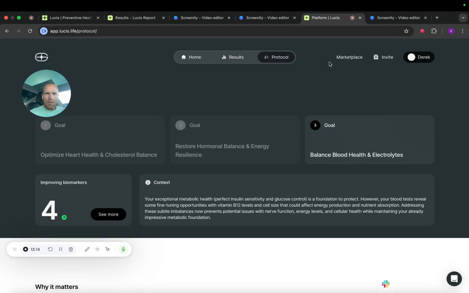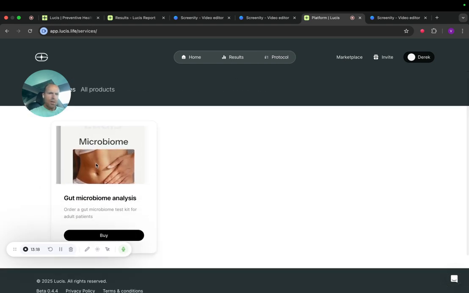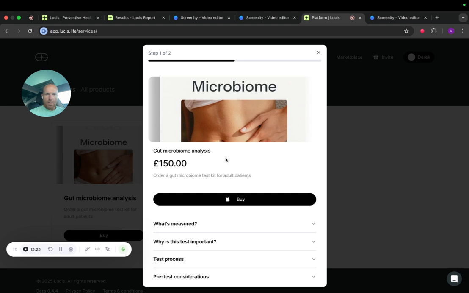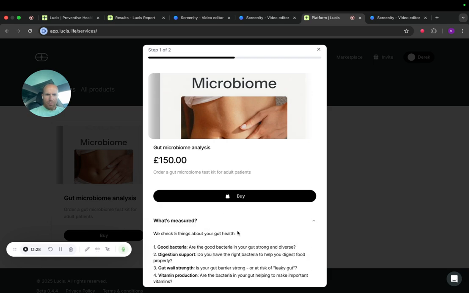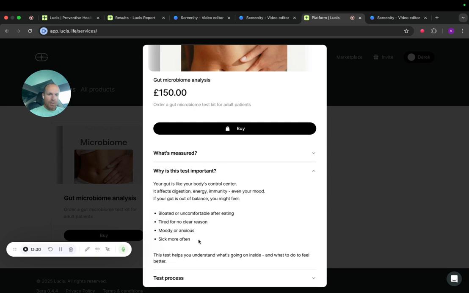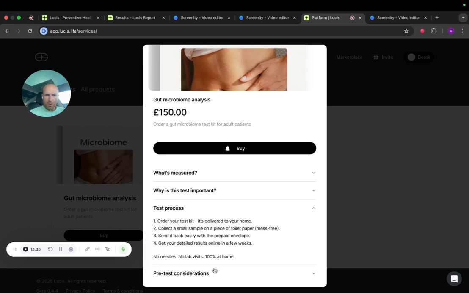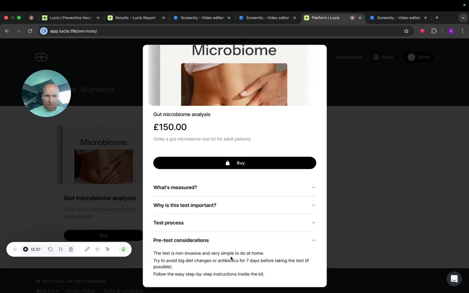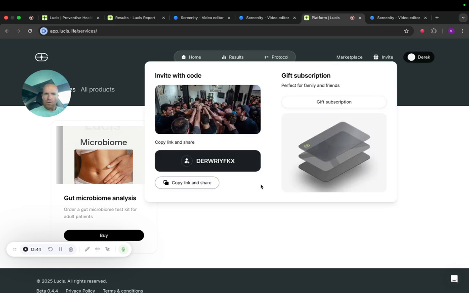I think the only other thing I've missed out is the marketplace. So this is where there's a gut microbiome test in here. I did this in the UK, so prices are in pounds. And that's a pretty good price as well. I certainly have had my GI analysis done before, so I'm certainly interested to do this in the future. And that's about it.